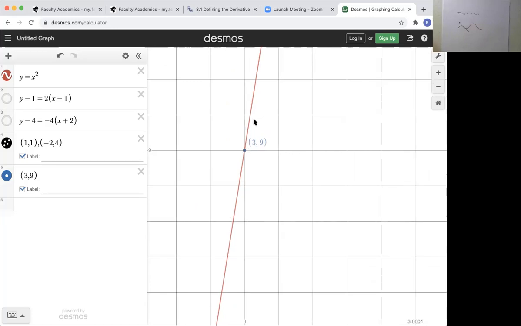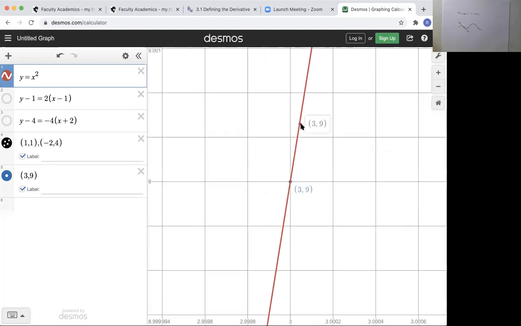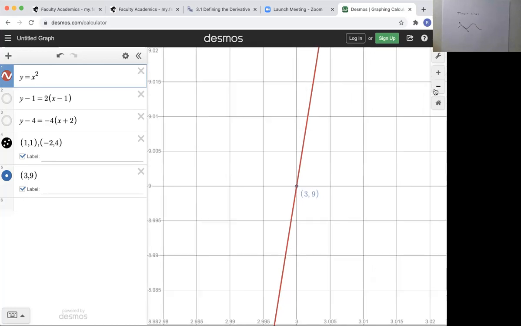So I have this point. If I find another point, now you can see this looks basically like a straight line. If I move off of this, Desmos is saying all of these are (3, 9). So I guess I zoomed in a little too far as Desmos is concerned. Probably still a little too far. That's getting better. I'd like a few more decimal places of accuracy. That's pretty good. Okay, why don't we go ahead and use this one?